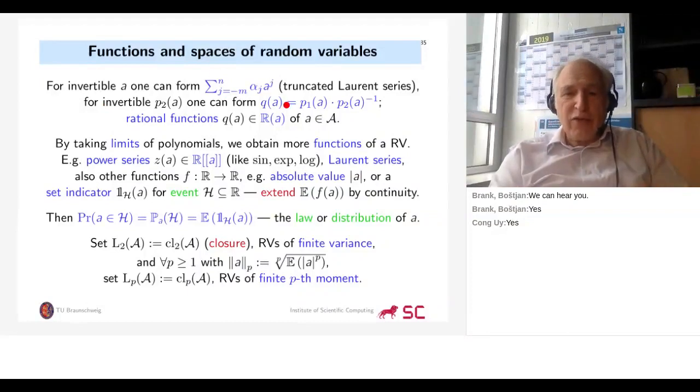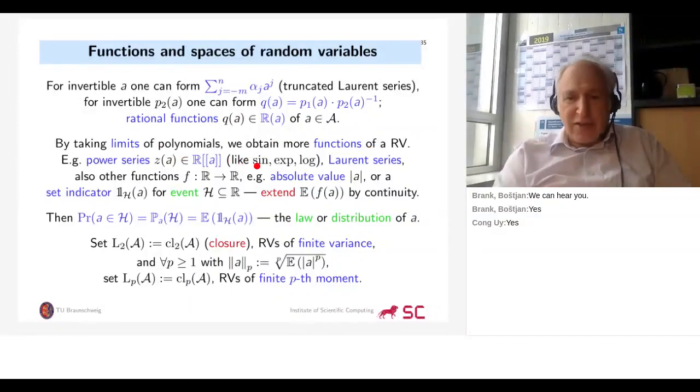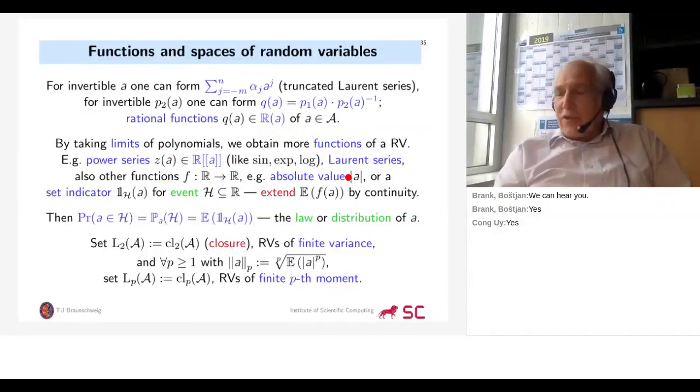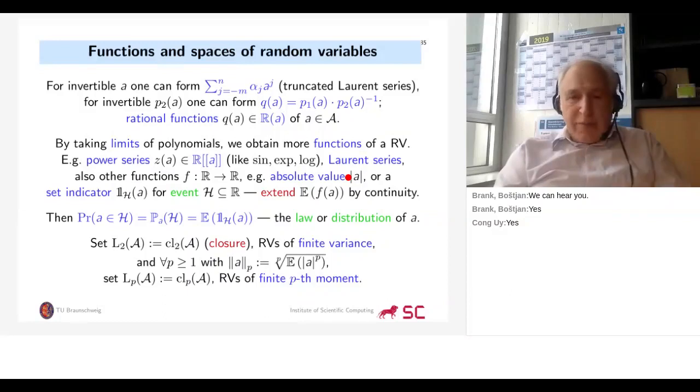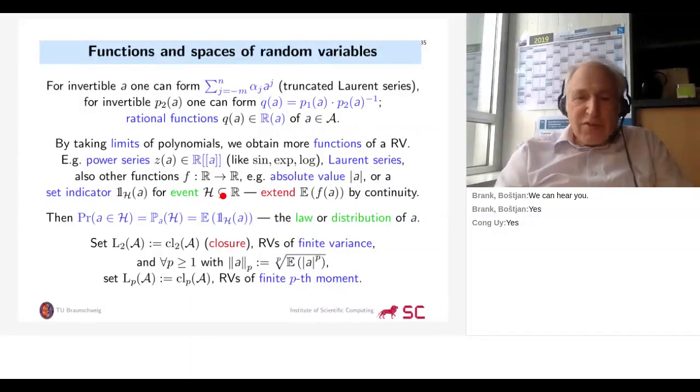We can form truncated Laurent series. Okay. From that we can form rational functions, okay? And by taking limits of polynomials, we can obtain more functions. For instance, power series like the sine, the exponential, the logarithm, or whatever. We can take Laurent series and whatever. And it turns out we can approximate sort of every measurable function. For instance, the absolute value, okay? Or the indicator for some subset of R, okay? So that's the probability. And we can extend the expected value to all these functions. Okay?